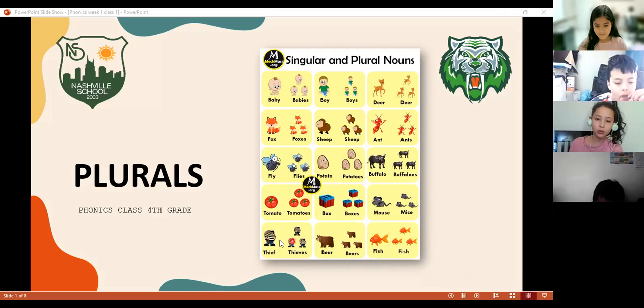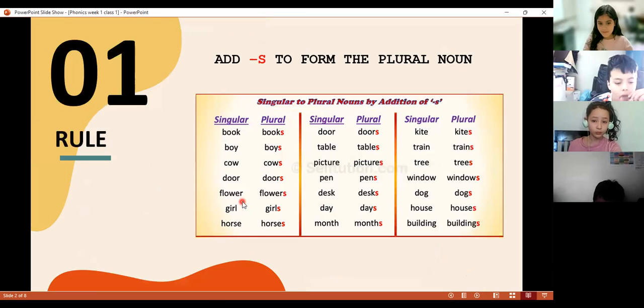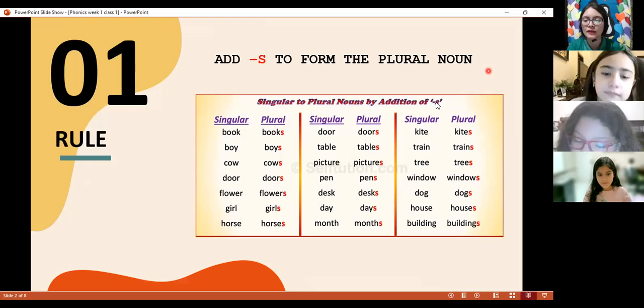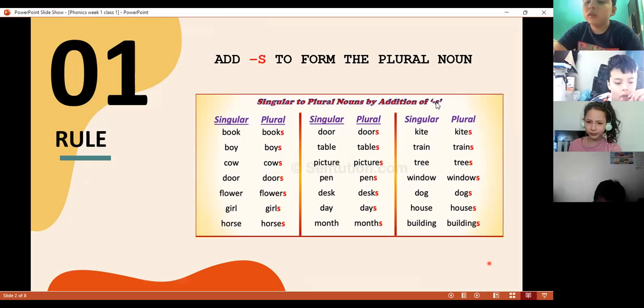Now, there are some rules. So today we're going to start with some rules. Don't worry. This week we're going to learn a lot about plurals. So we're going to learn why they are written in this way. Now let's start with rule number 1. As you know, we have some rules. Rule number 1, it says, add the S to form the plural noun, like this one. We have the singular, just one, book. But when we say the plural, we say books. This is easy because you just write the letter S at the end.